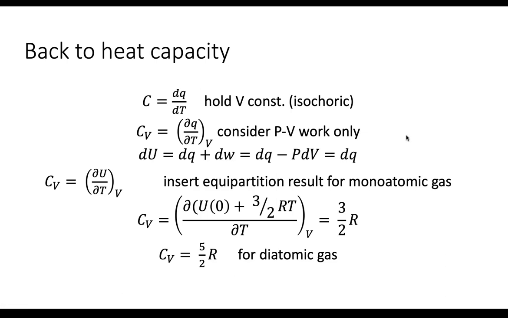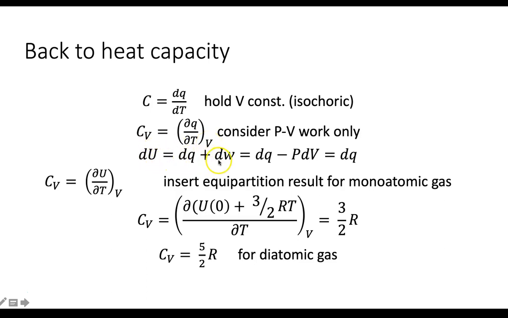So we go back to heat capacity. Now we have how internal energy changes with temperature based on the equipartition theorem. So we start with our initial definition. We're going to hold volume constant, which means we're going to do an isochoric process. So we'll put this C with a subscript V, which means it's under isochoric conditions. This would be the heat capacity. And so then we just make this a partial derivative holding volume constant, right?